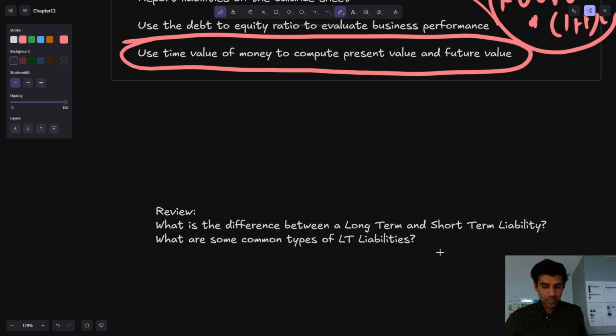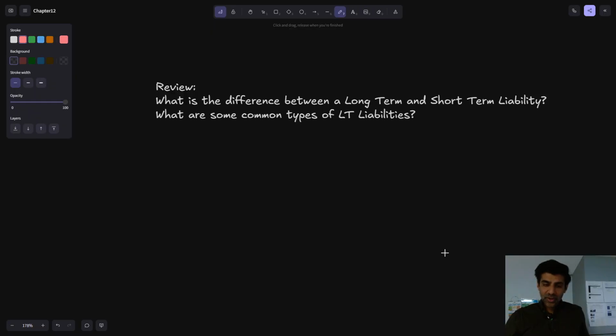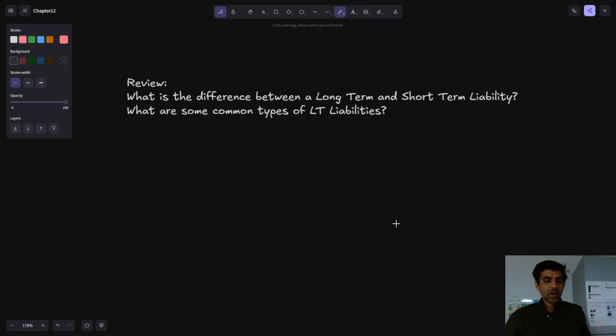Okay, so review. What is the difference between long-term and short-term liabilities? Does anyone want to share what the difference is? Yeah, Mohammed. Exactly. So 1 year is usually the cutoff. Any liability due in a year or less is short term. Over a year is long term.